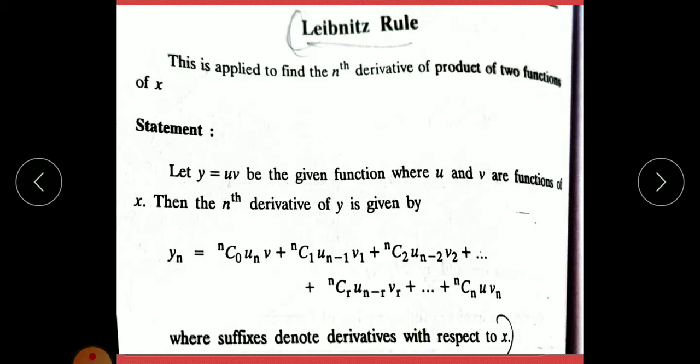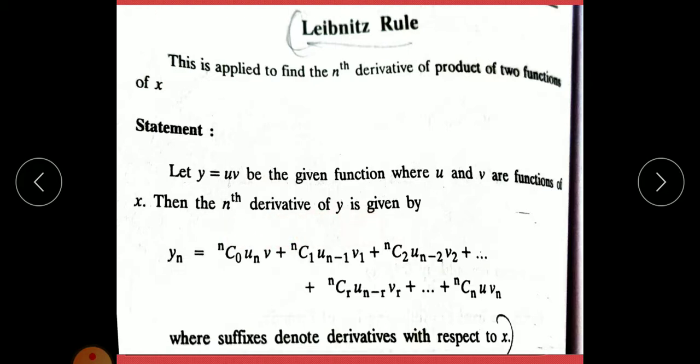So let us see the definition or statement of the Leibniz rule here. Let y equal to uv be the given function where u and v are the functions of x. Then the nth derivative of y is given by. So what they have given, let us take the function as y. That can be u, v in the format. So these are all the functions of x, u and v.